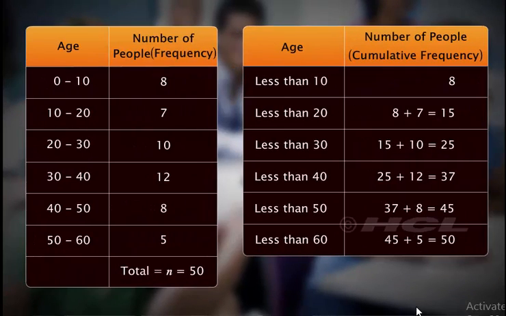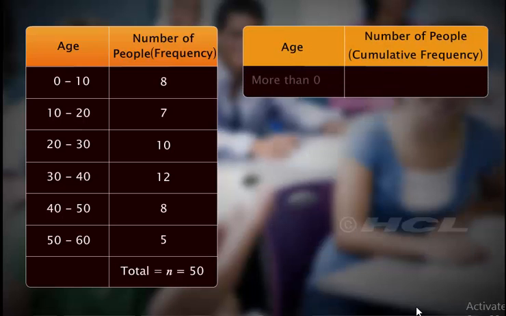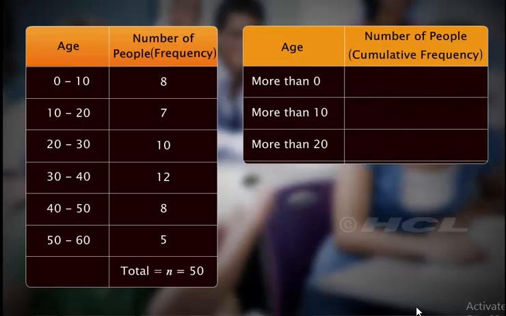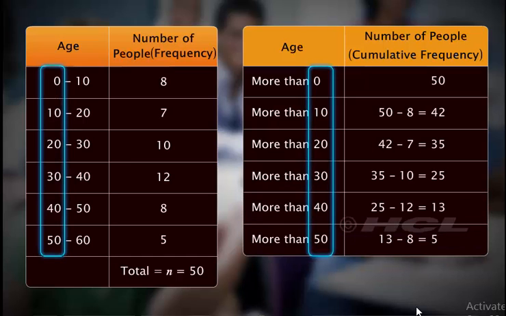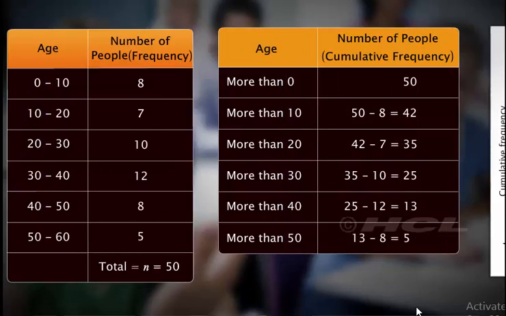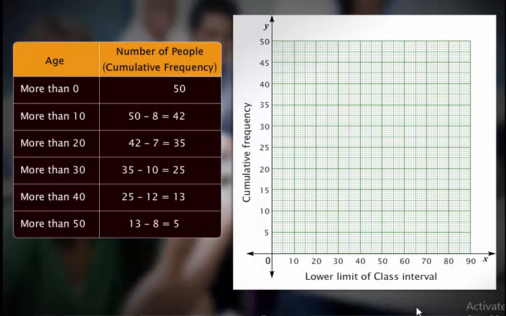Let's now go back to the given data and write the cumulative frequency distribution of more than type as shown here. Notice that here we have taken the lower limit of the class intervals and the corresponding cumulative frequency. To represent the cumulative frequency distribution of more than type graphically, we take the x-coordinate as the lower limit of the class interval and the y-coordinate as the cumulative frequency.